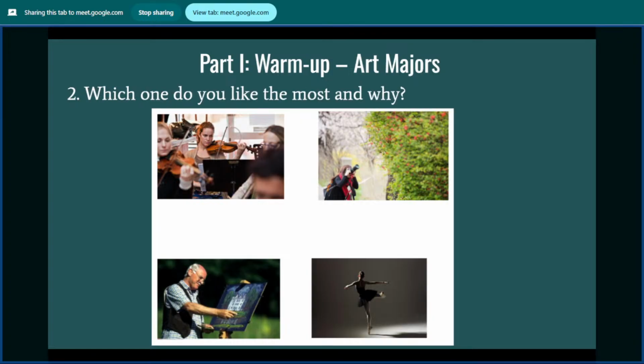I think ballet requires both male and female, or can it be one? No, that's salsa. You're talking about salsa. Okay. This one is a ballet.